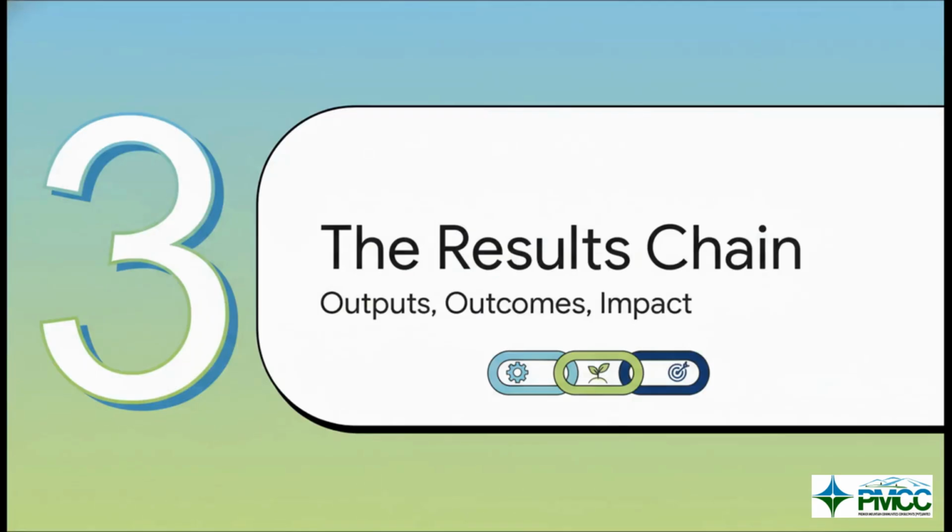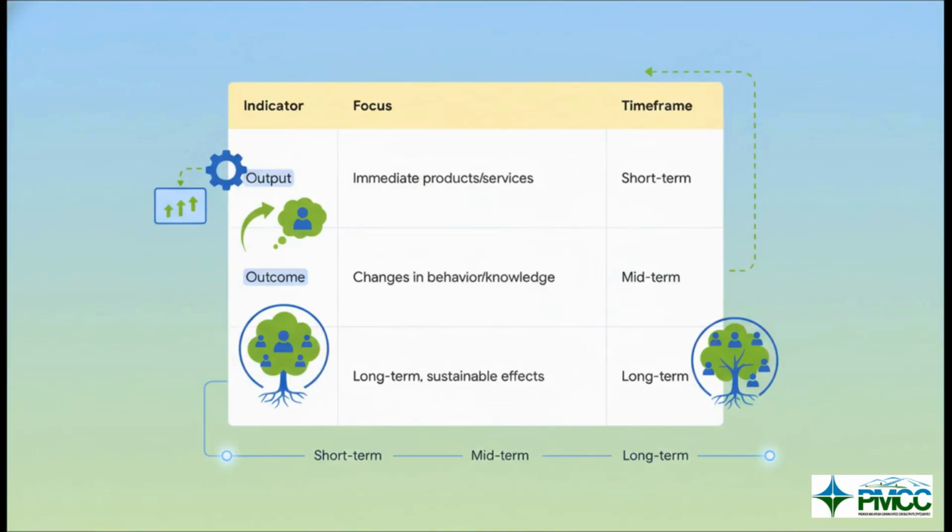Okay, so we've put our resources in, our activities are chugging along nicely, but so what? What is all of that effort actually producing? This brings us to the real heart of M&E, the results chain. This is a sequence of 3 critical levels: outputs, outcomes, and impact. This table gives us a fantastic snapshot. The first thing to notice is the time frame.